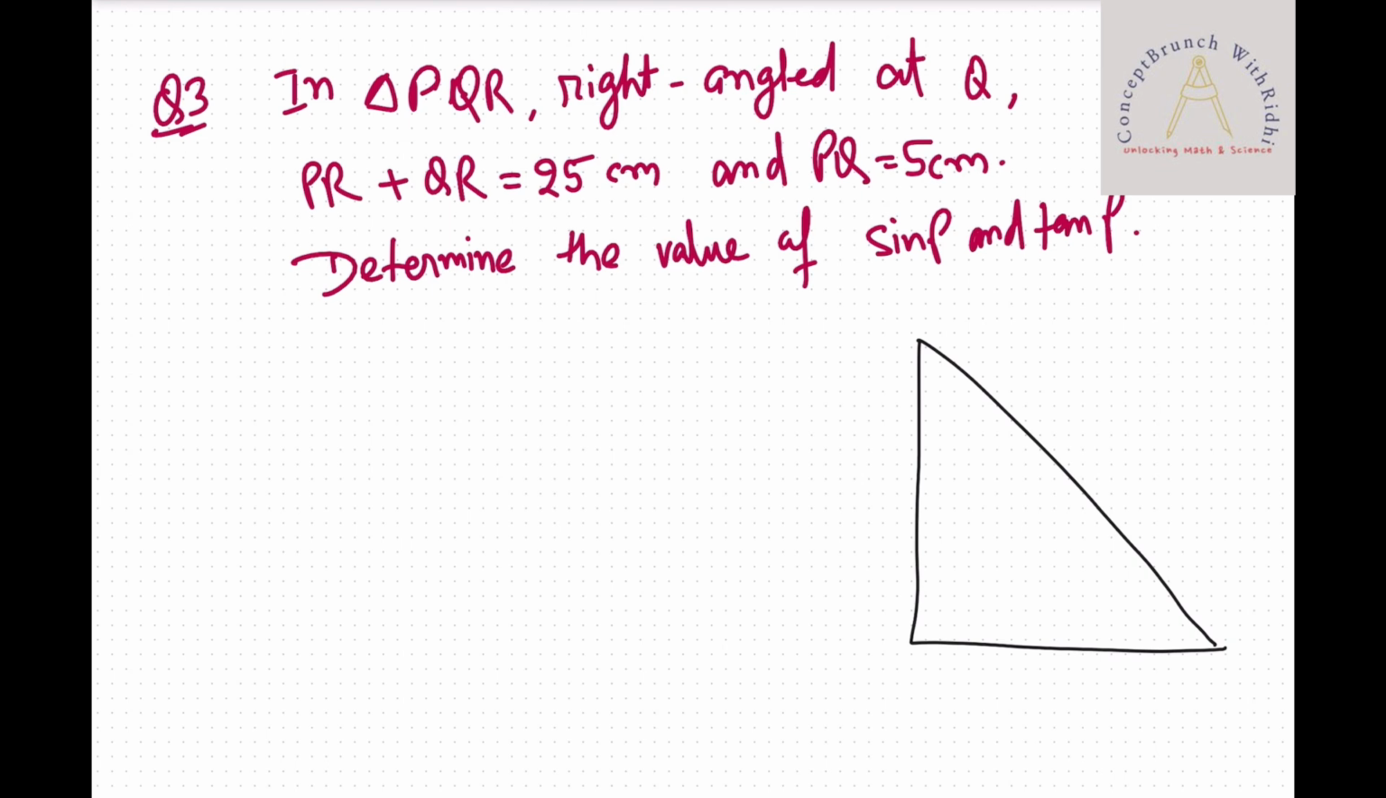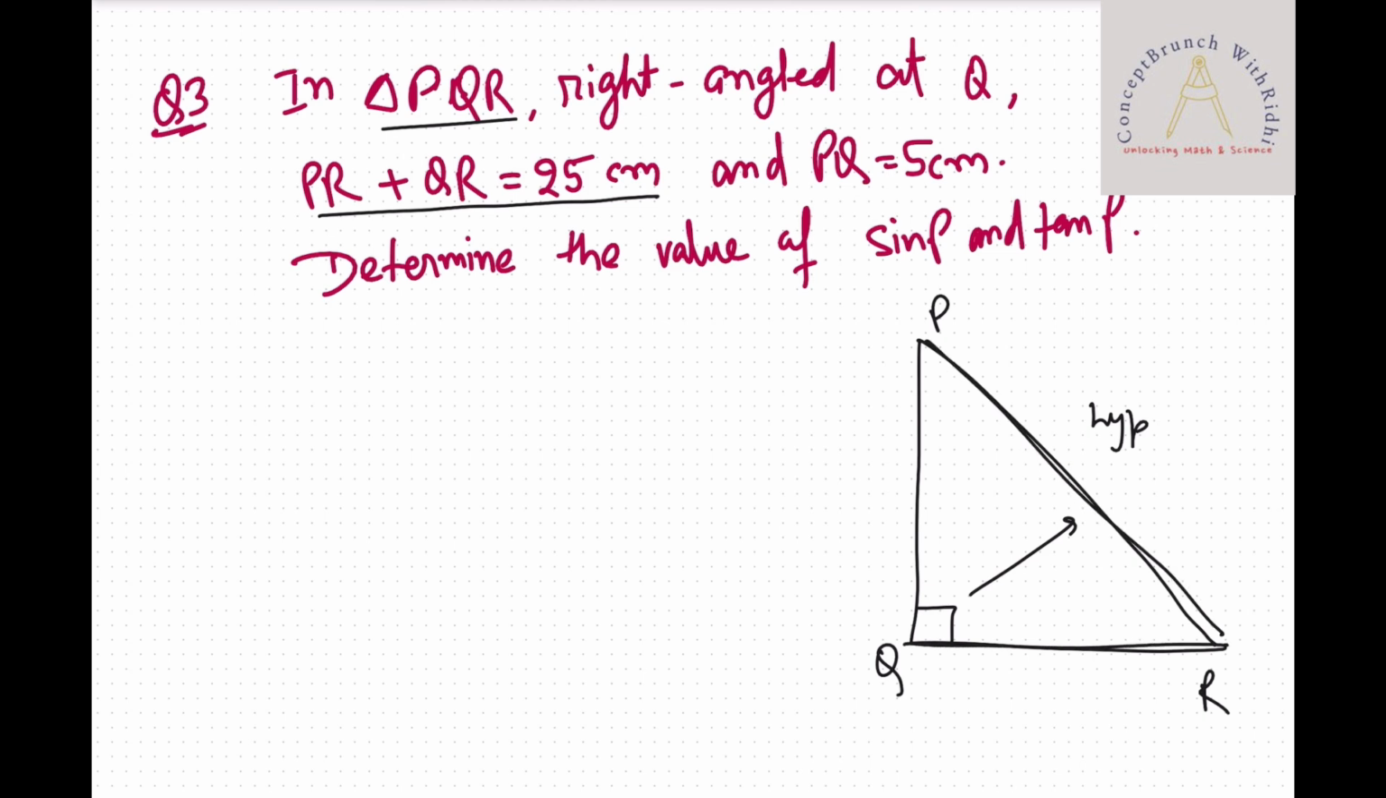The question is, in triangle PQR, right angled at Q. Okay, so let's be in a sequence, PQR. So it's right angled at Q, so this is your hypotenuse, right? Now in the question, PR plus QR is 25. So PR, this one, plus QR, this one, altogether is 25. Let QR be x centimeter. So PR is going to be 25 minus x centimeter, right? And PQ is given as 5 centimeter.